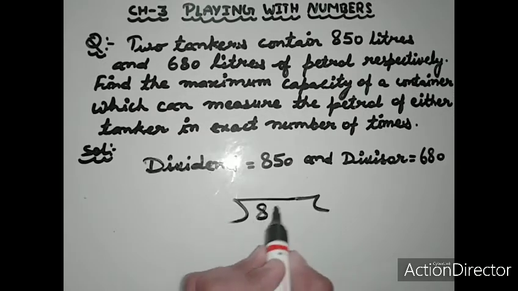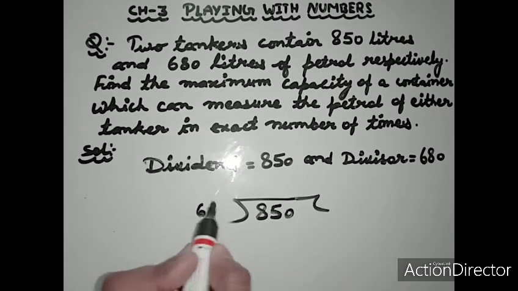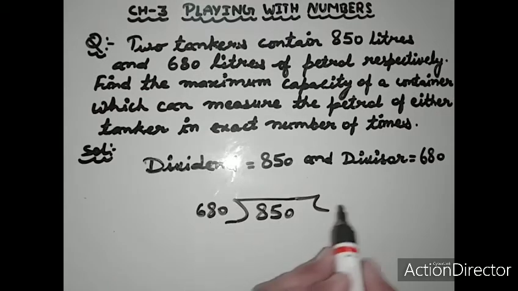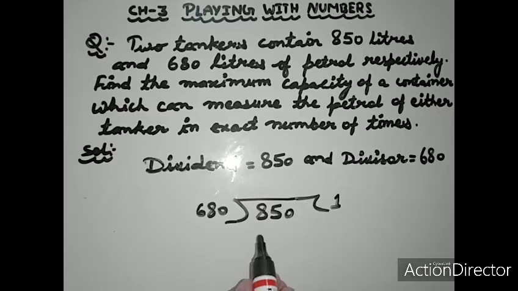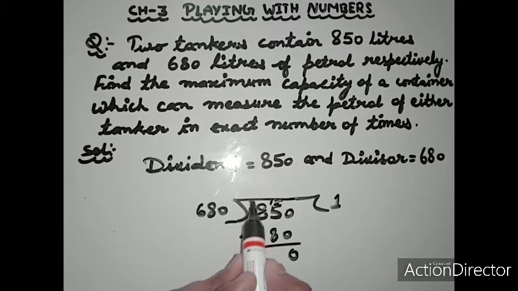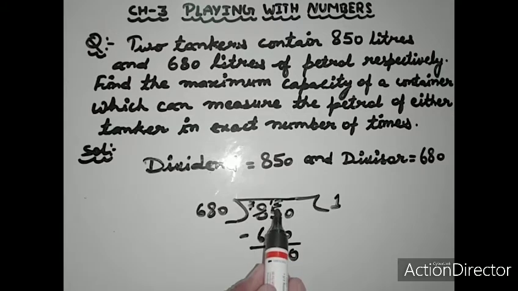So here we write 850 and here we write 680. Here we divide 850 by 680 first, one time. 680 ones are 680. Now 0 minus 0 is 0. Now we take one borrow from here, so this number changes into 15 and this number changes into 7. Now 15 minus 8, here we get 7, and 7 minus 6 is 1.